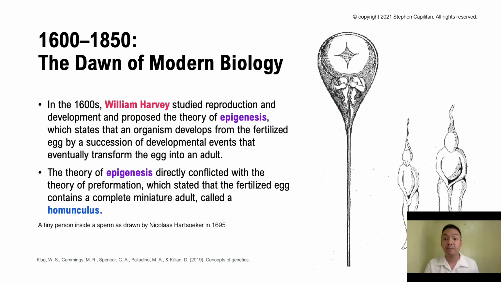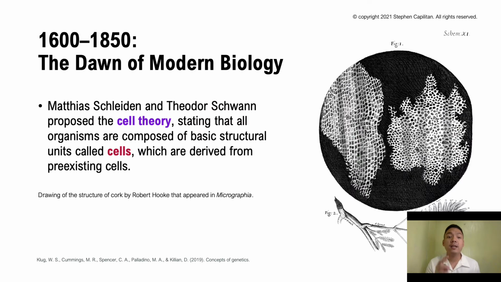the time passes by. Another theory, which was proposed by Schleiden, Schwann, and Virchow, is the cell theory, stating that all organisms are composed of basic structural units, which we call cells, which are derived from pre-existing cells. The photo on your right is a drawing of the structure of cork from Robert Hooke that appeared in his book Micrographia. Very interesting, okay? From William Harvey to Schleiden and Schwann, the cell theory.